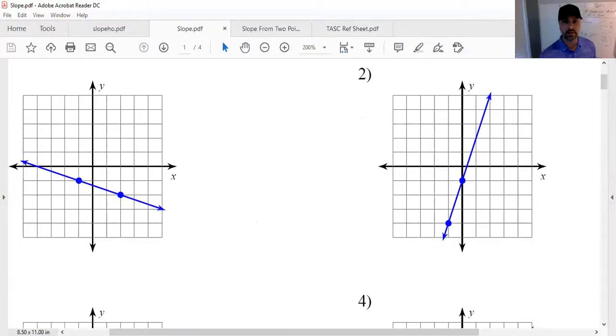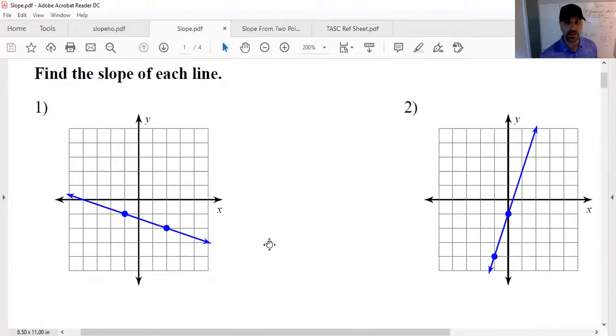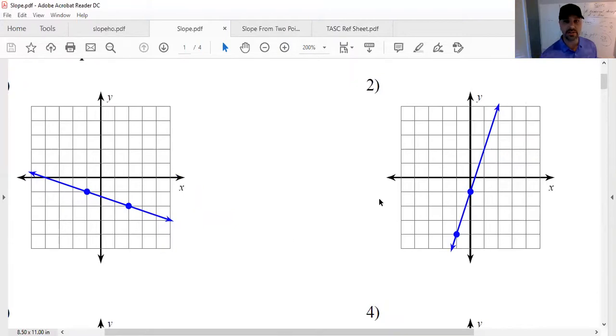Move me out of the way here. Here are two graphs. So first thing I want you to do is look at these graphs, look at the lines, and decide, does it look like that line is increasing or is that line decreasing? Okay, so go ahead, and if you need to pause your video, look at those real close. Go ahead and do that and come back to me.